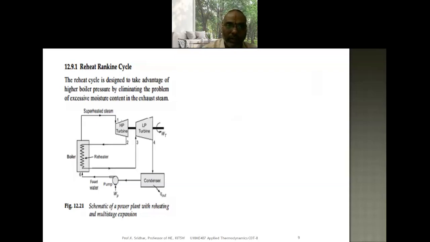Whatever theory we have studied so far, we are able to witness in this schematic diagram here. In the previous ideal Rankine cycle, we used only one turbine, but in the reheat Rankine cycle, we are using two types of turbines. One is known as the HP turbine and the second one is known as the LP turbine. Here the superheated steam is entering the HP turbine. Now it is extracted from the HP turbine and sent back to the boiler.